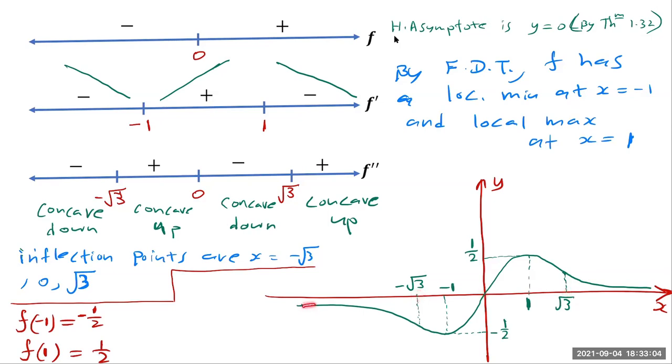And also notice that at these points, minus square root of 3, 0, and square root of 3, concavity is changing. Look here. If you look at here, this is a concave down shape. And then all of a sudden, it becomes concave up. In this piece, it is concave up. As you can see here, this is a concave down shape. So that means at this point, concavity changes. Here also, at this point, concavity changes because it's an inflection point.